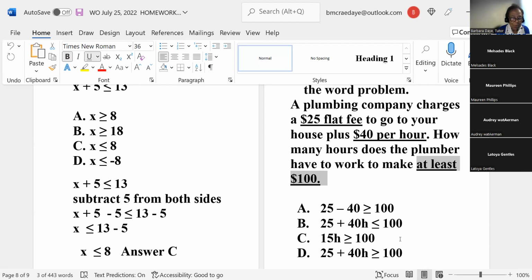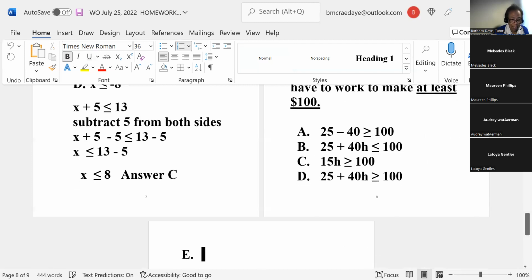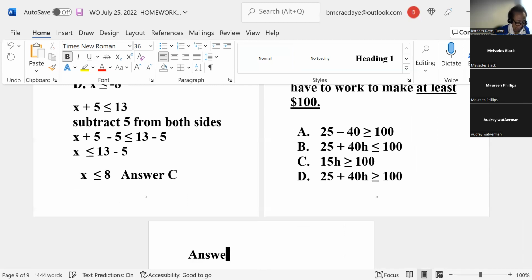I'm not sure. I put D, but I don't know if it's right. D, that is correct, Audrey. Very good, because 25 is the flat fee right here, $40 an hour, $40 times H, the number of hours. At least, that's greater than or equal to 100. Did everybody understand how Audrey got D? Questions, anybody? No. Answer D.